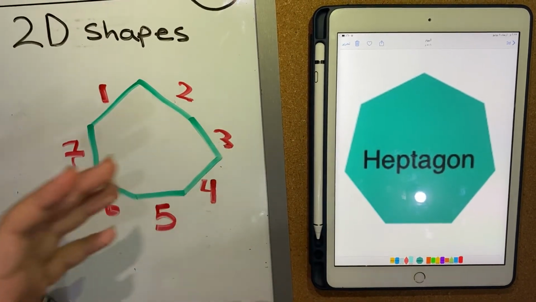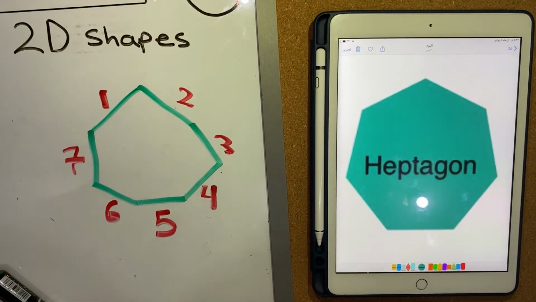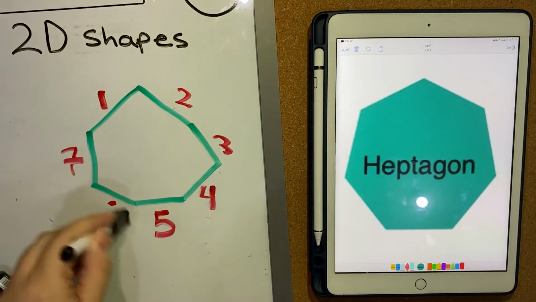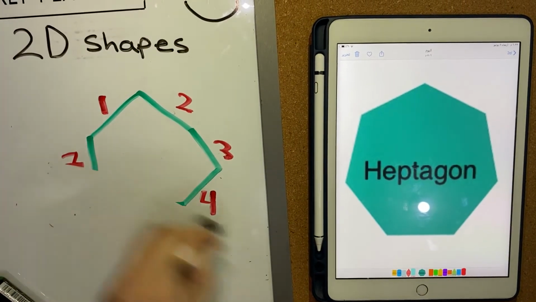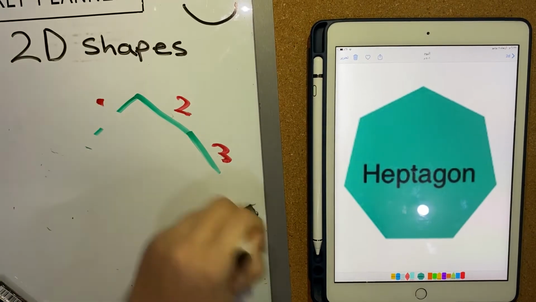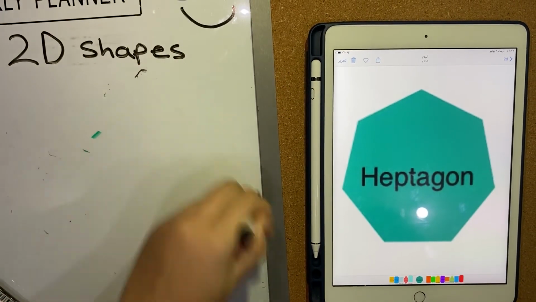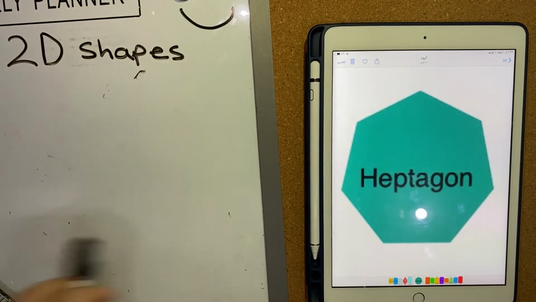So you need to learn these things. Okay? You need to memorize them. So how many sides does the heptagon have? 7 sides. Okay? Let's go for the next one.